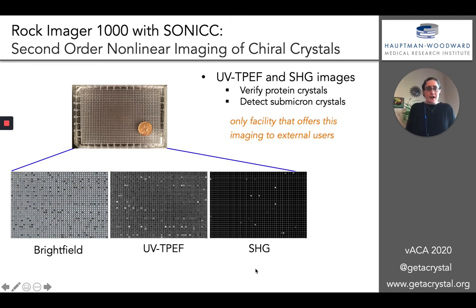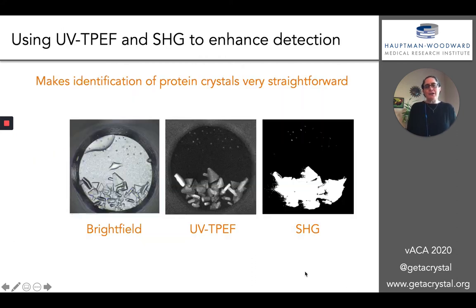I think it's important to mention that we're the only facility that offers this type of imaging to external users. That's really exciting for us because it enables some things that would be really difficult to do without these types of imaging experiments. So how can you make use of that? Using these types of images helps really easily identify protein crystals.